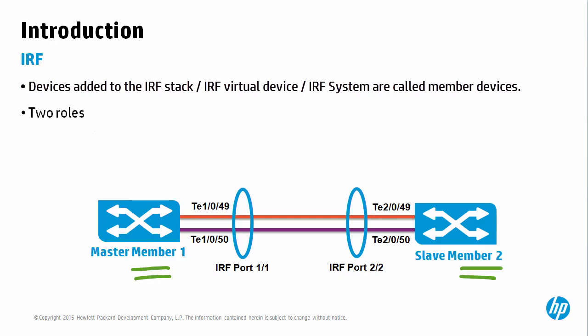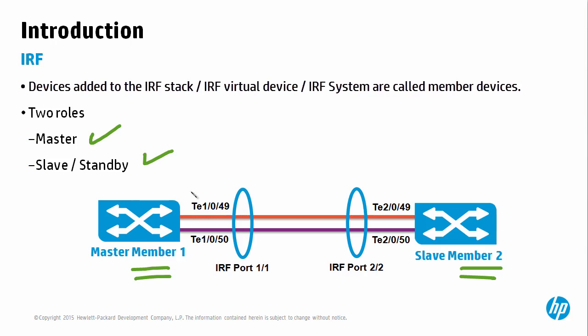There are two roles in an IRF system. We have what's called the master device, and there's always a single master device in an IRF virtual device or IRF system. And then we have one or more slave devices or standby devices. The master device manages the IRF system. The standby devices or slave devices in the IRF system operate as backups for the master device. If the master device fails, one of the standby devices is elected as the new master.